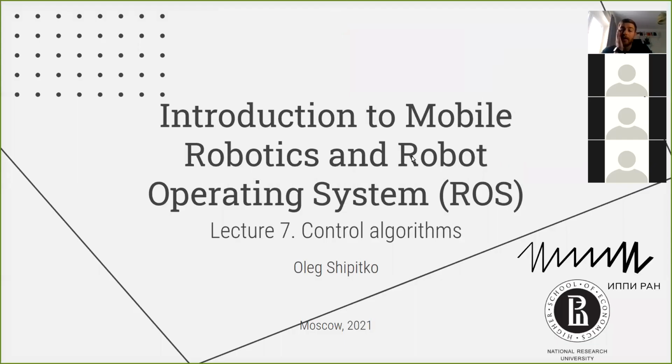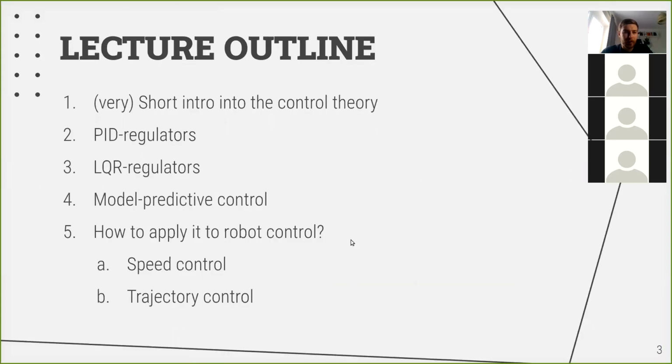So today we have the last theoretical lecture in this course. From next week, we will talk about the Robot Operating System. And today we have the last theoretical block, on control algorithms. So we will talk really shortly about control theory, what it is and how it is used, and what the main terms used in control theory are.